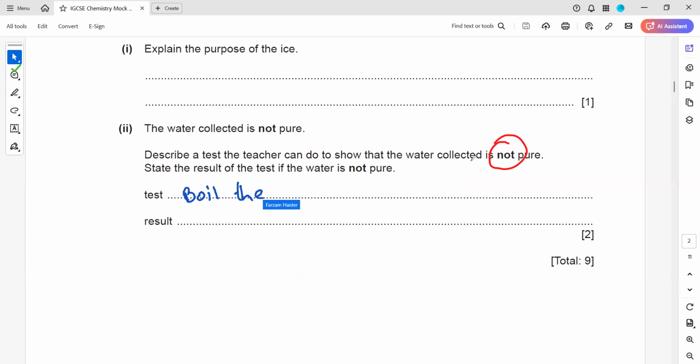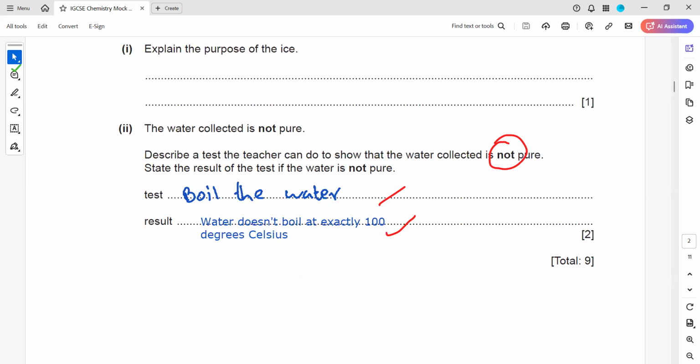Whenever we want to check the purity of a substance, we should check the boiling point. If it is not pure water, it will not boil at 100. If it's pure water, the pure water will boil at 100. So water that is not pure does not boil exactly at 100. That's right. That's how we test to check.